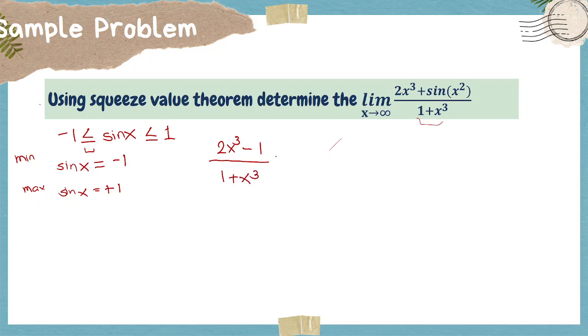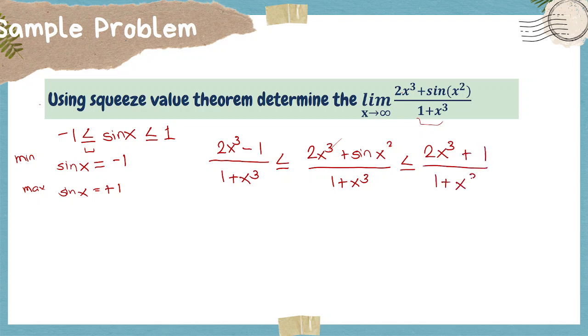Then our middle function is 2x cubed plus sine x squared over 1 plus x cubed, less than or equal to, what would be my maximum? 2x cubed plus 1 over, very good, 1 plus x cubed. Ngayon, simplify na natin siya. We're going to simplify that one.